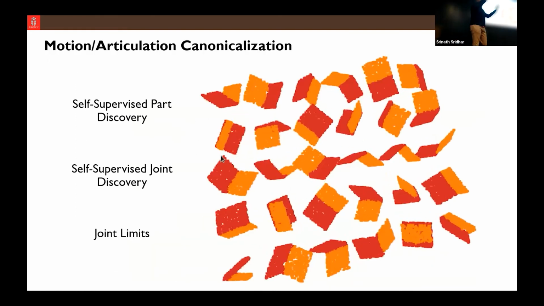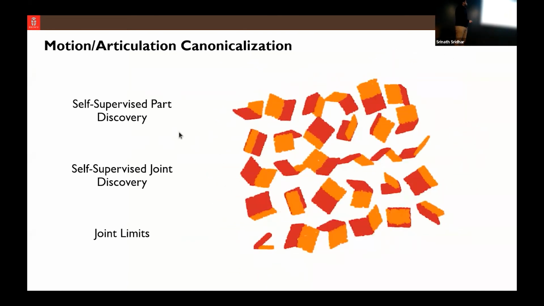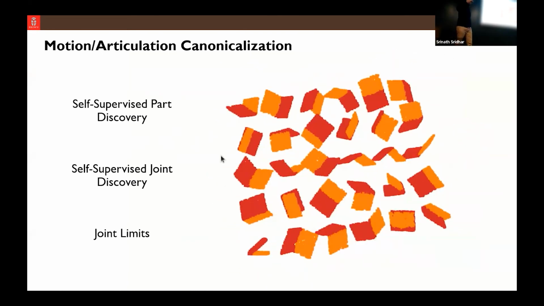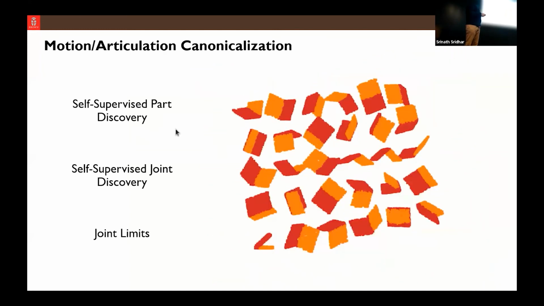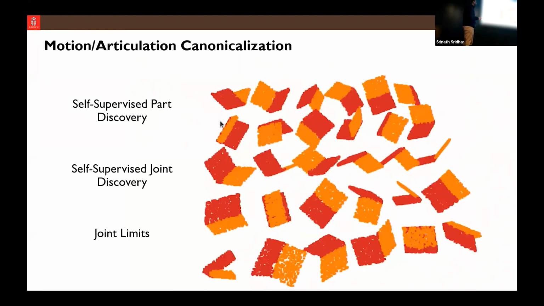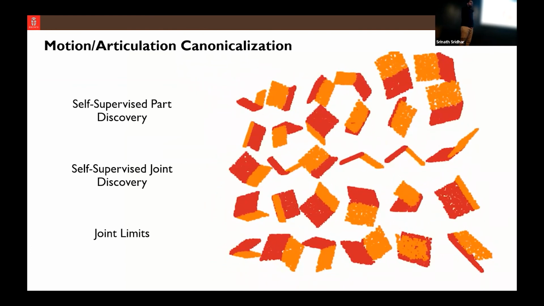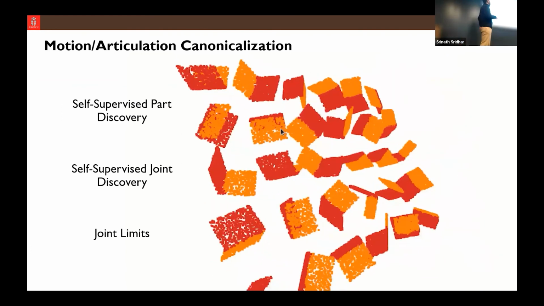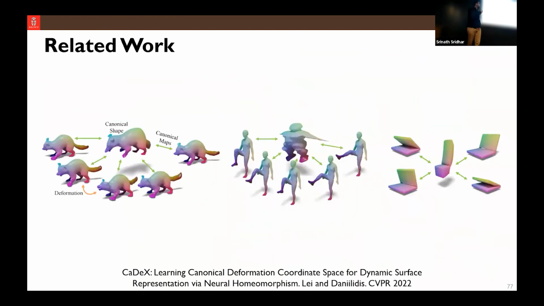So the obvious extension for ConDor is articulating objects. So we've been working a little bit on that. Here you can see an example of an extension of ConDor, which works on articulating shapes. And here the goal is to discover parts, identify joints, joint limits in a self-supervised fashion. So we take ConDor, extend this to parts, and then we're able to get some initial results that look like this. So that's one thing that some of my students are working on. Of course, there's some really nice work in this direction by Jeffrey and Costas, CADEX, which also goes along similar direction.